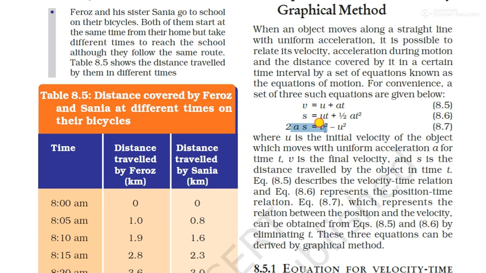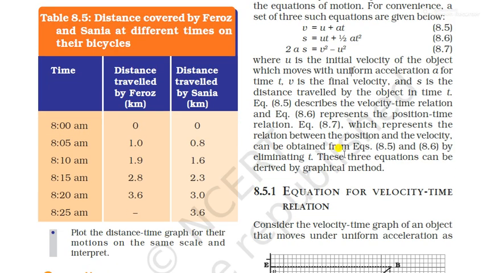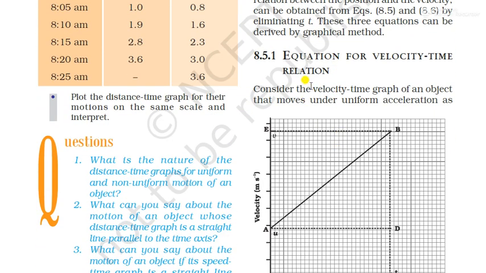And the third one is 2AS is equal to V square minus U square. Here you can see there is no time, so the equation relates position and velocity, so it can be called position velocity relation. So let's begin with the first equation of motion, which is velocity time relation.